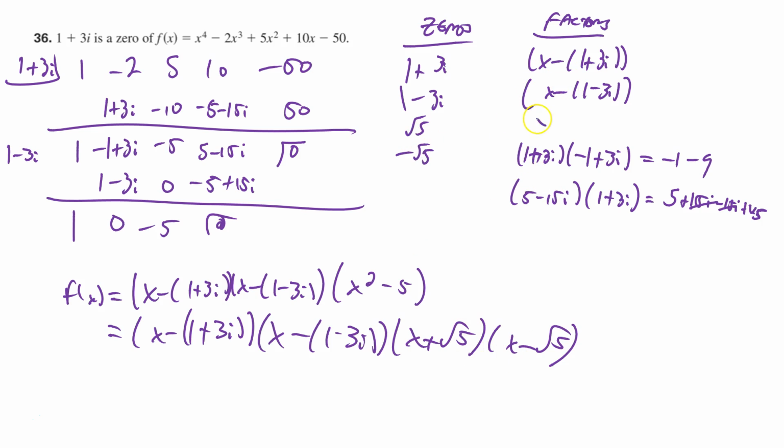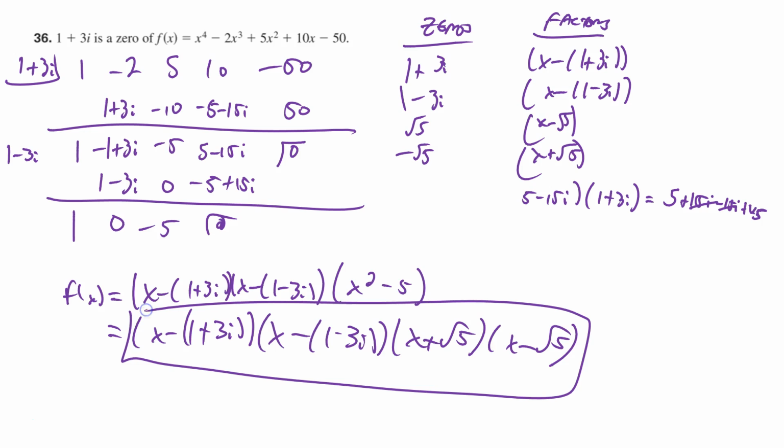And my factors that go along with them: x plus root 5, x minus root 5. I guess I mixed those up. This should be the minus, this should be the plus. Nice. Okay, got our factorization down here. Zeros up here.